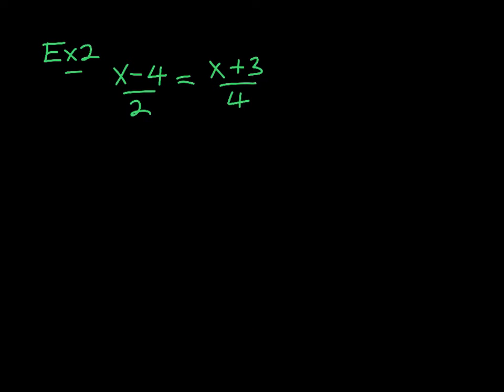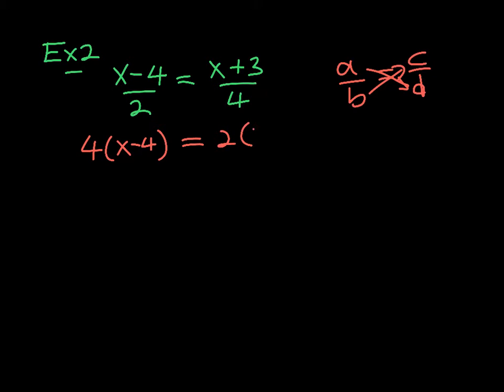Okay, next we have x minus 4 divided by 2 is equal to x plus 3 divided by 4. Well, you remember when we had a fraction a over b equal to c over d, what we did was to cross multiply. Okay, so we're going to apply the same rule here. So we're going to cross multiply, so this becomes 4 into x minus 4 is equal to 2 into x plus 3.